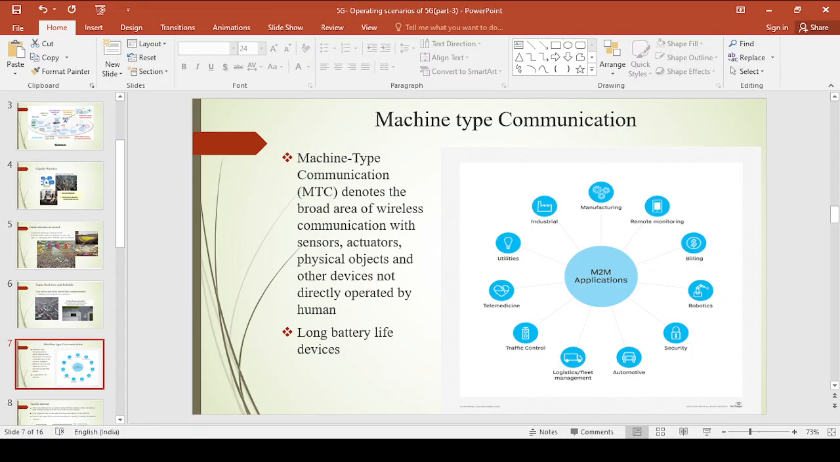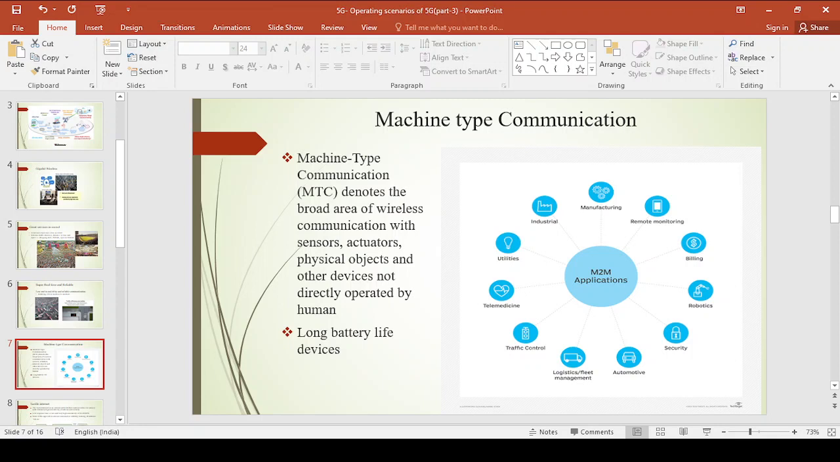These are the applications: industrial, manufacturing, remote monitoring, building, robotics, security, automotive, traffic control, telemedicine. These are the places where we can use machine type communication, right? Now what is machine type communication? Nothing but communication between machine to machine.